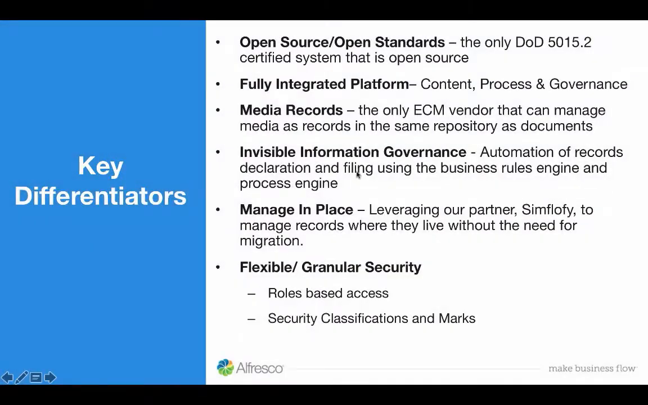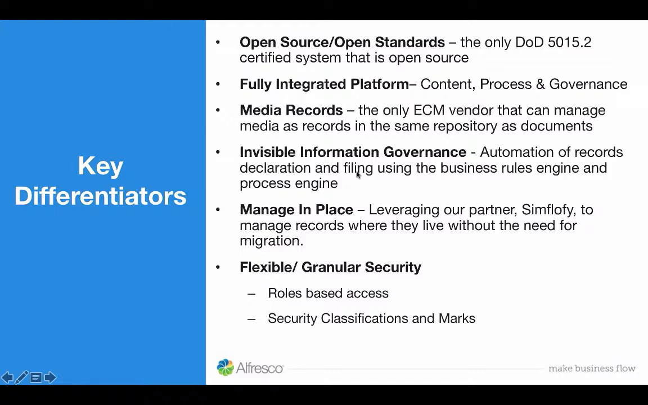So with that, I'd like to finish up with some key differentiators. Using Alfresco Governance Services, we are the only open source DoD 5015 certified solution. We're also based on open standards, so the way that we connected up to FileNet was using the CMIS standard. We are a fully integrated platform from the ground up, so we're the only vendor that built content, process, and governance from the ground up to be fully integrated. We also are the only ECM vendor that can manage media records in the same repository as your content.